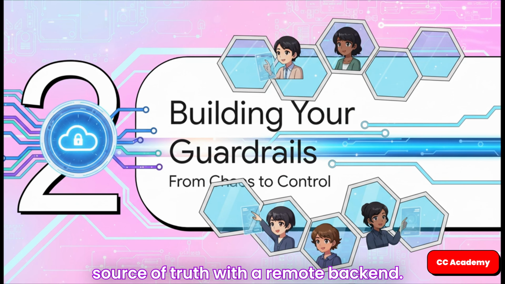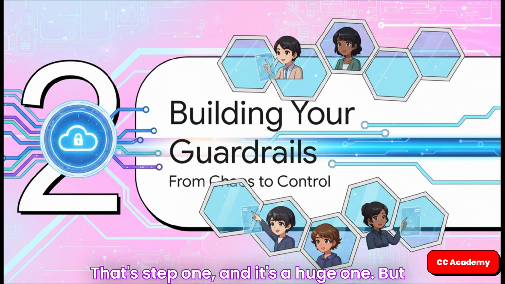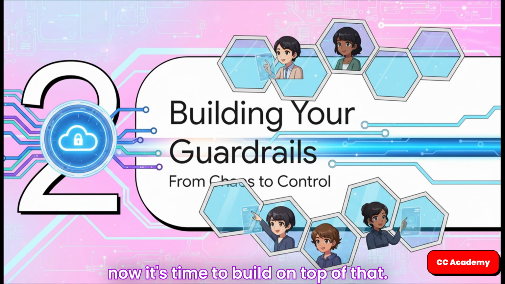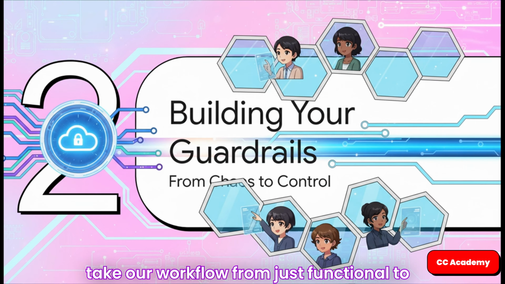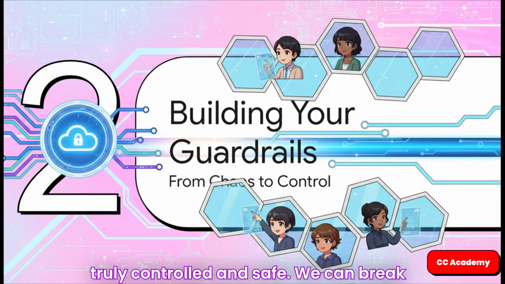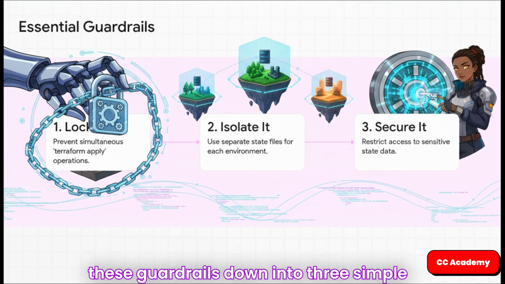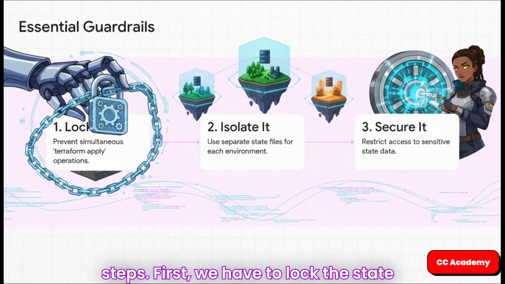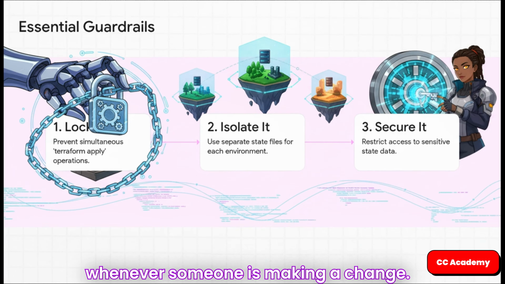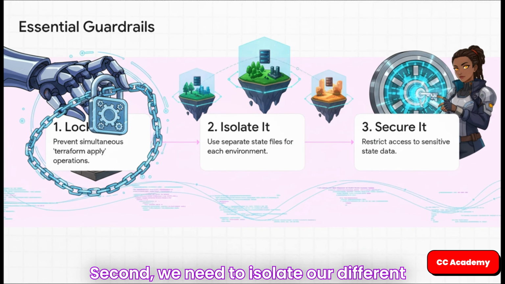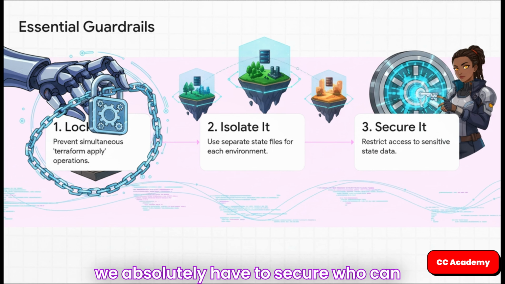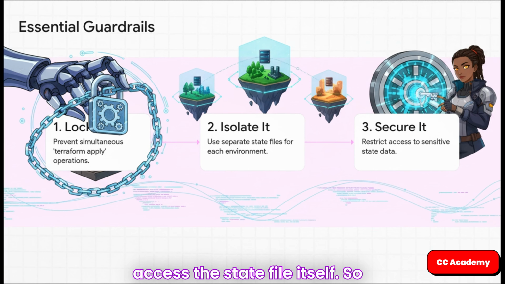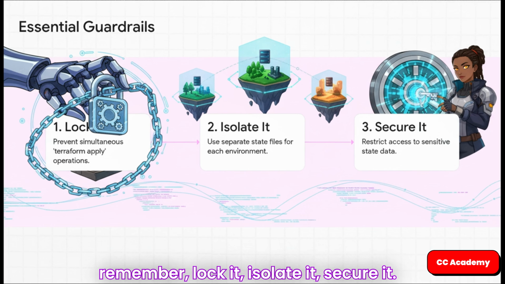Okay, so we've laid the foundation. We've got our single source of truth with a remote backend. That's step one, and it's a huge one. But now it's time to build on top of that. Let's add some essential guardrails to take our workflow from just functional to truly controlled and safe. We can break these guardrails down into three simple steps. First, we have to lock the state whenever someone is making a change. Second, we need to isolate our different environments from each other. And third, we absolutely have to secure who can access the state file itself. So remember, lock it, isolate it, secure it.